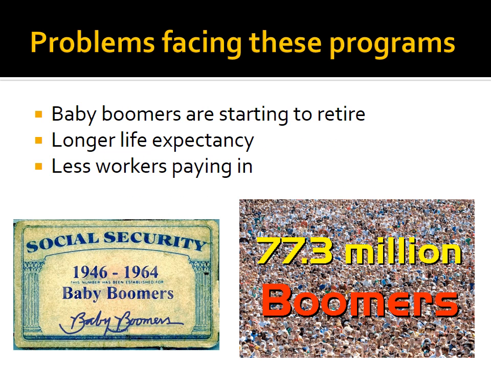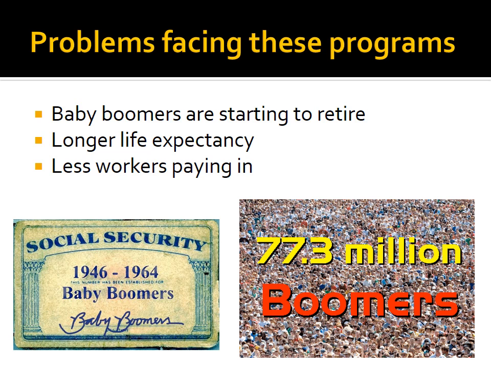Problems facing these programs, specifically, this slide is talking about Medicare and Social Security especially. Well, we have a very large generation of people called baby boomers that are now beginning to retire in the last 3 to 4 years or so. So as a result, 77 million, huge generation. So there's going to be more people that qualify for Medicare and for Social Security.